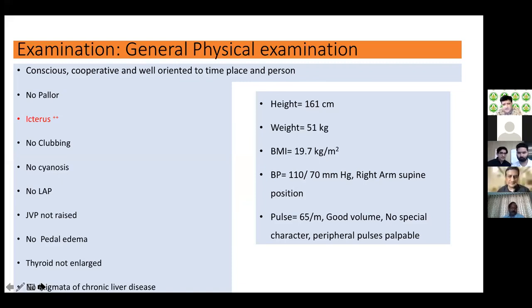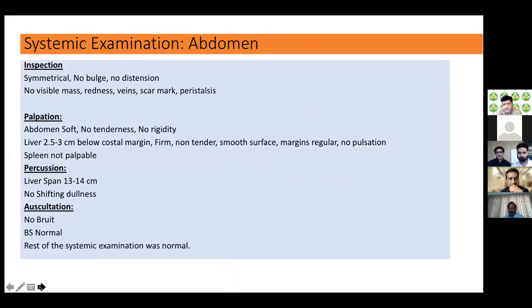Sir, the only thing was that the patient had icterus and there were excoriation marks on his body. So, okay, there were excoriation marks, scratch marks, and jaundice. That's it. Okay, let's go further. Anything positive on systemic examination? Sir, abdomen was soft, liver span was 13 to 14 centimeters, no free fluid, no spleen, and the rest of the systemic examination was normal.